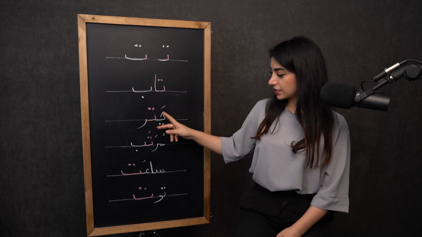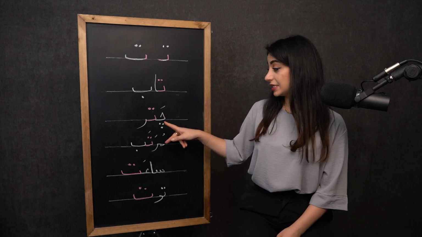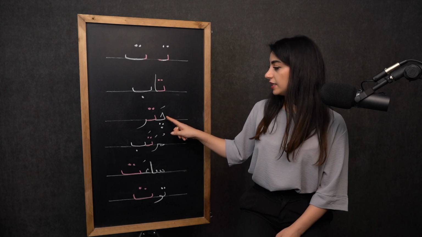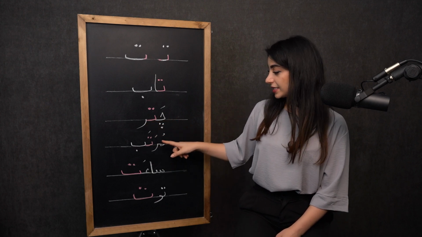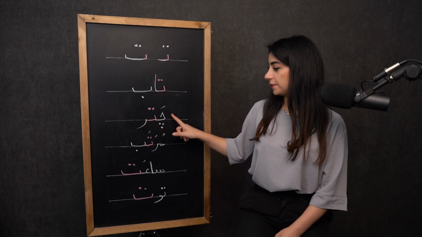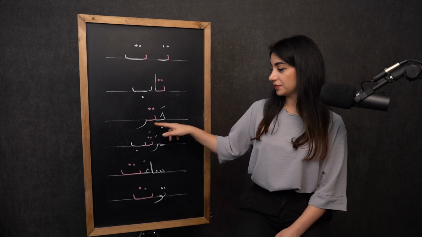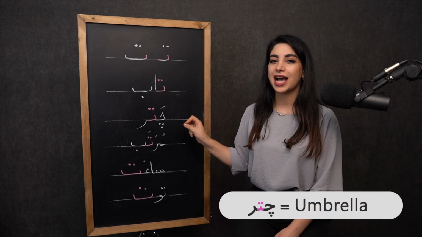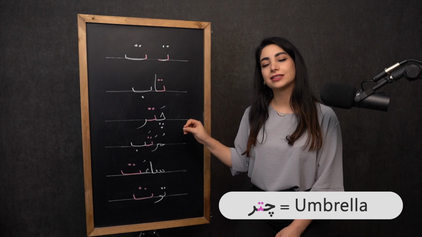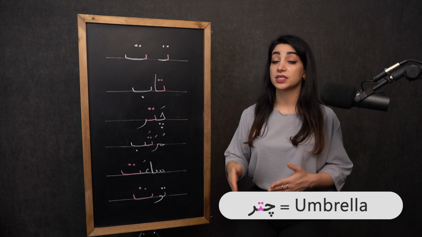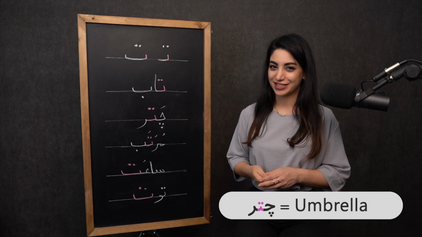Here, in these two words, it comes in the middle of a word. Here, it attaches from both sides. Here, just from one part. Here, look how it looks. Chatr. Chatr is the same as umbrella in English.